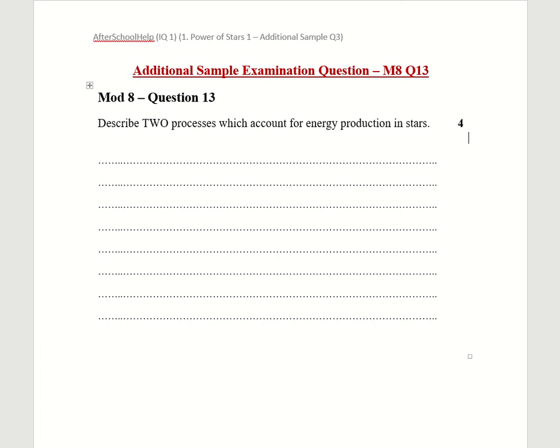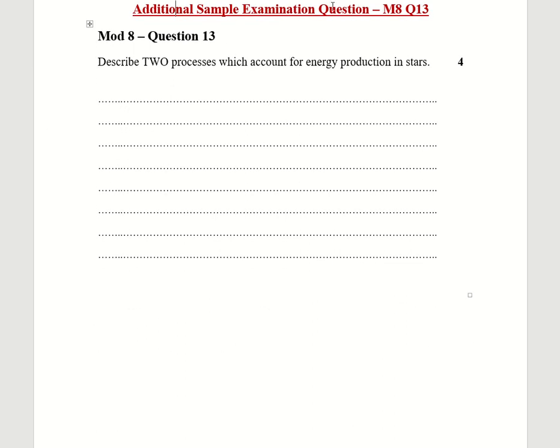Alright, welcome back. We are going through a little task here. We're going through an exam question, the additional sample examination for Module 8, Inquiry Question, question 13. And we're going to try and break down this question. This was following on from a lesson we talked about earlier, which was nucleosynthesis reactions in stars and how that allows stars to generate energy.